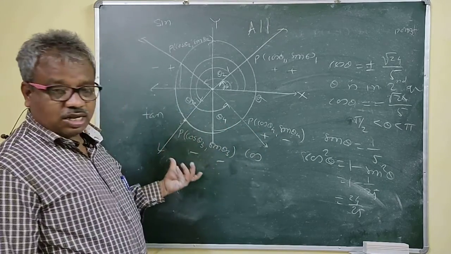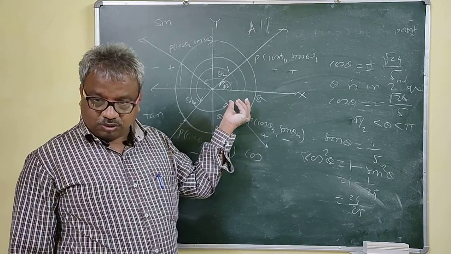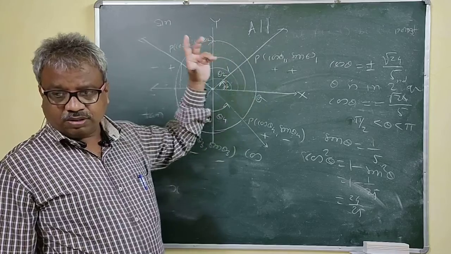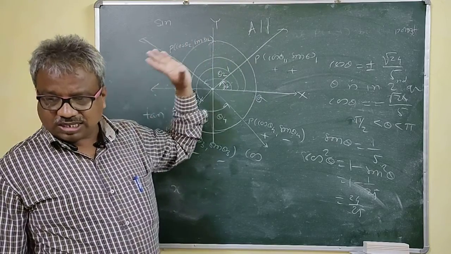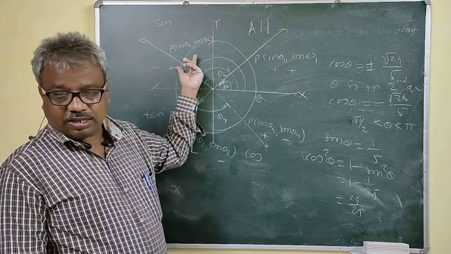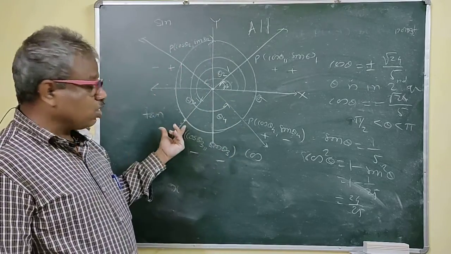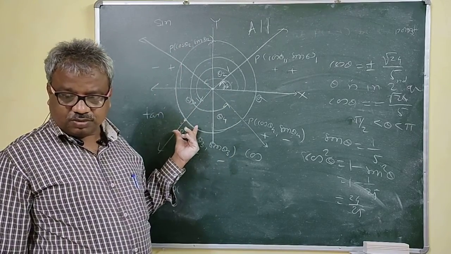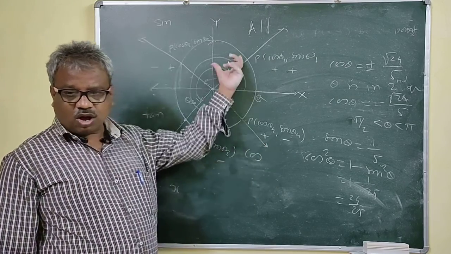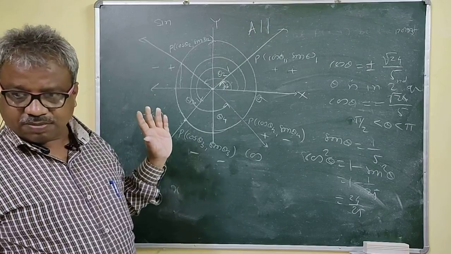So the sign of the trigonometric ratio depends on the position of the angle. If it is in the first quadrant, all are positive. If it is in the second quadrant, only sine theta is positive. Here only tan theta is positive. Here cos theta is positive. So, All Silver Tea Cups. In this way you can remember this.